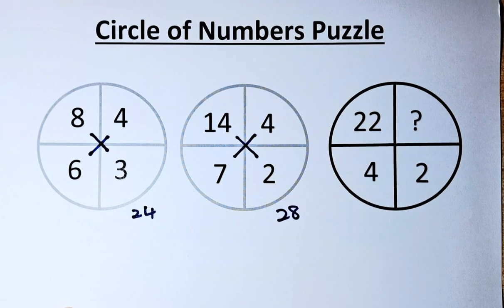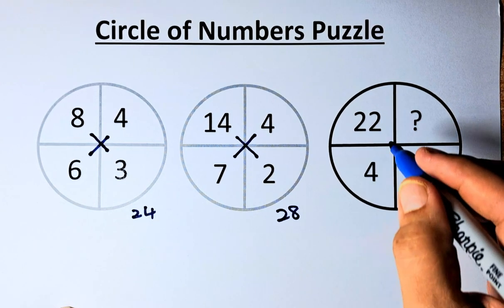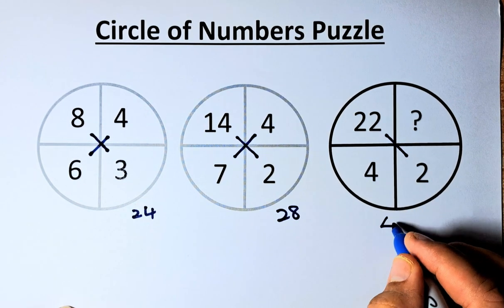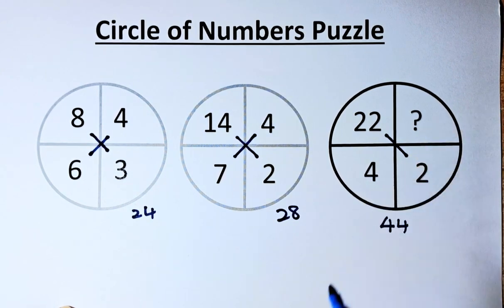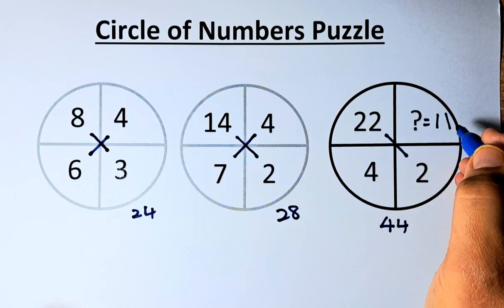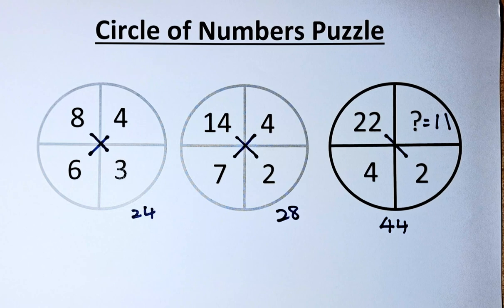So in our third circle, we're going to multiply 22 by 2, which gives us 44. So what number multiplied by 4 will give 44? That question mark is going to be 11, because 11 times 4 is 44, which is equal to 22 times 2. So the question mark is equal to 11.